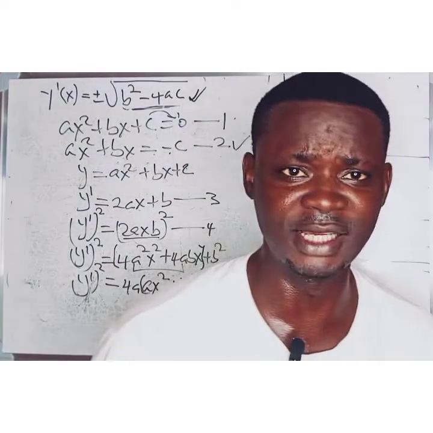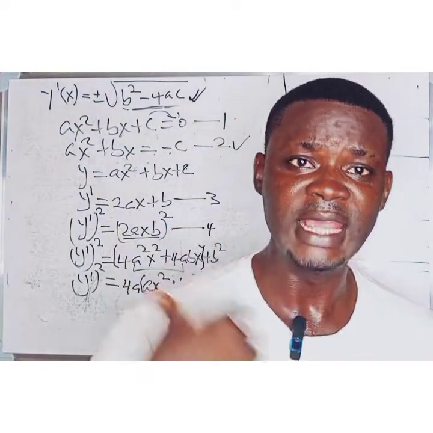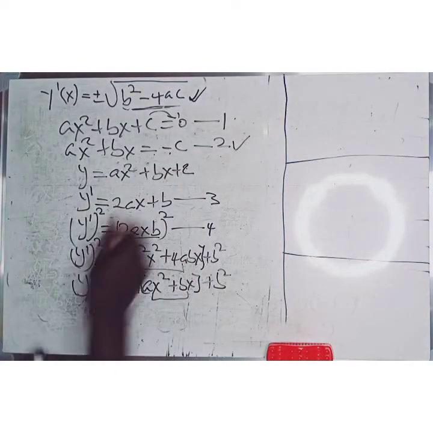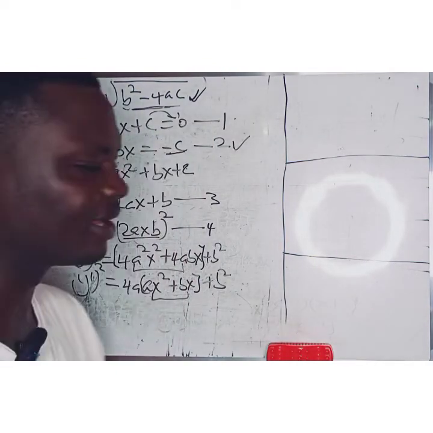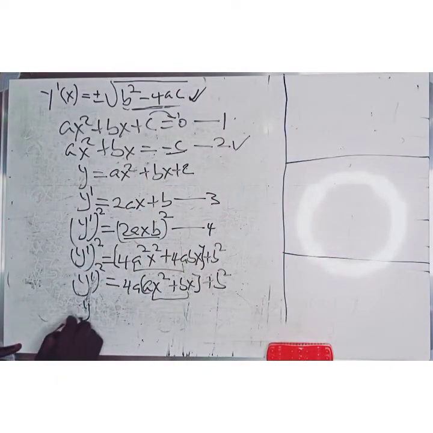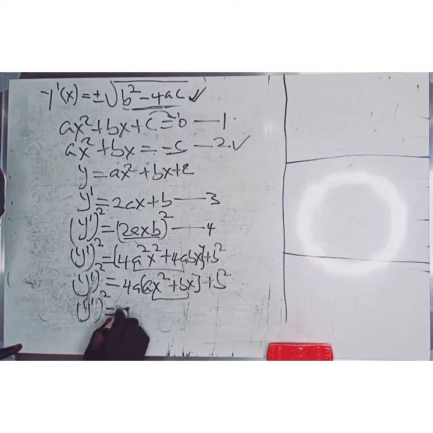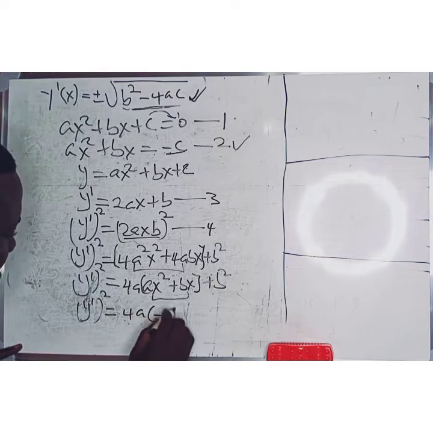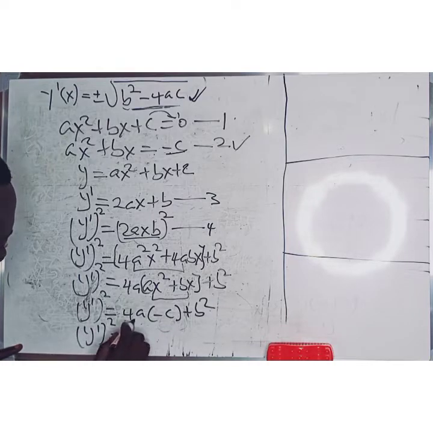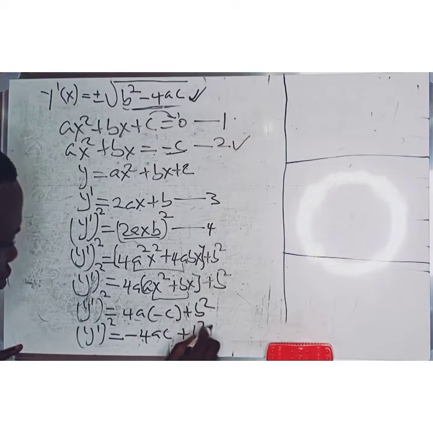So it's a very simple thing. Just substitute in place of ax squared plus bx the constant minus c. That's a rule in mathematics. So now we have y prime of x all squared equals 4a bracket minus c plus b squared, such that y prime of x all squared is equal to, I expand this to have minus 4ac plus b squared.